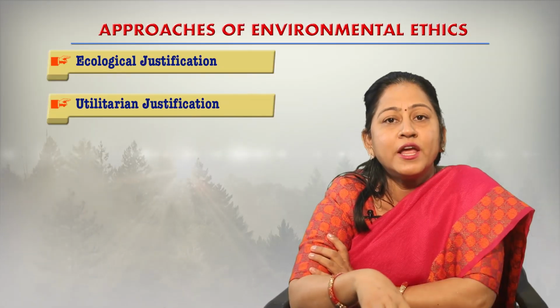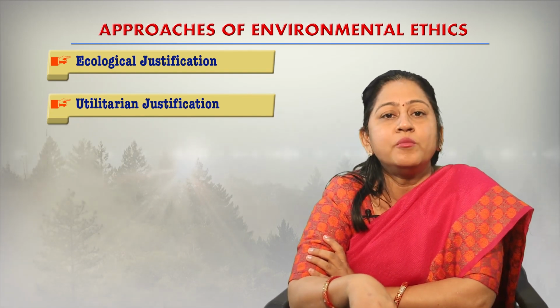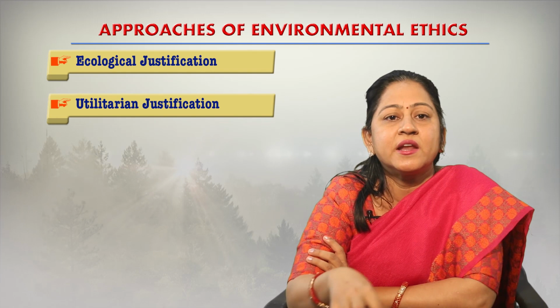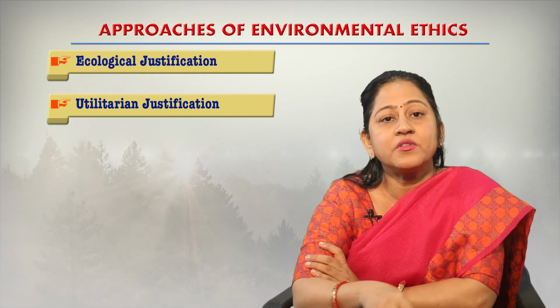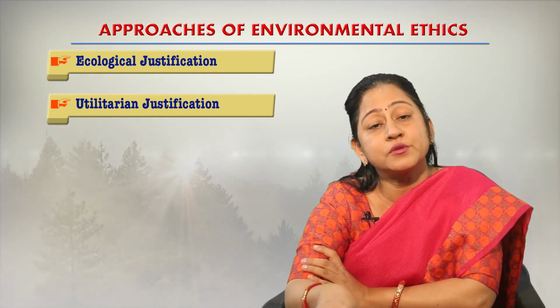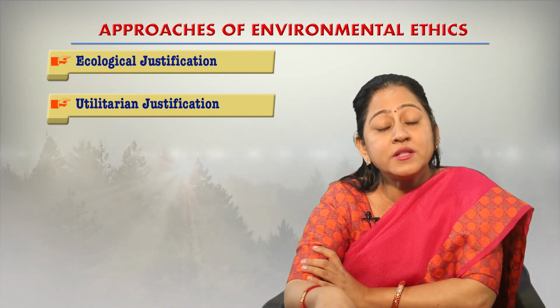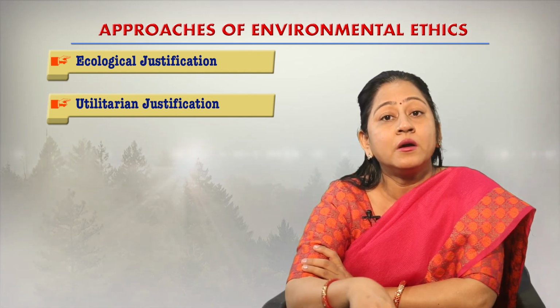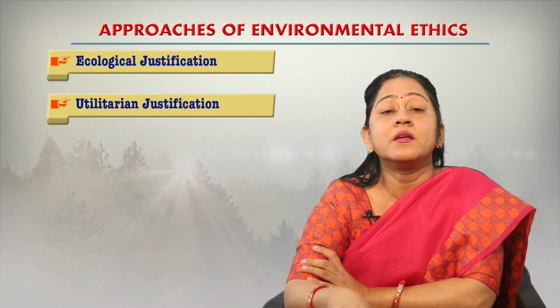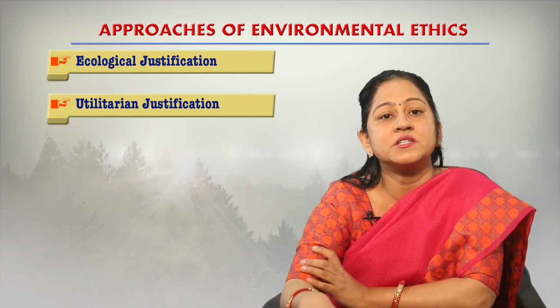So what are the approaches? These are arguments and counter arguments. There has never been a complete agreement on a certain approach of environmental ethics. So here I would like to explain to you the two main approaches. One is the ecological justification and another one is the utilitarian justification. So ecological justification means conservation of the environment is necessary from an ecological point of view. The rivers, the soil, the mountains, the forest have ecological value, and in view of this it is important to have an ethical perspective because they are important ecologically. That is the ecological justification.